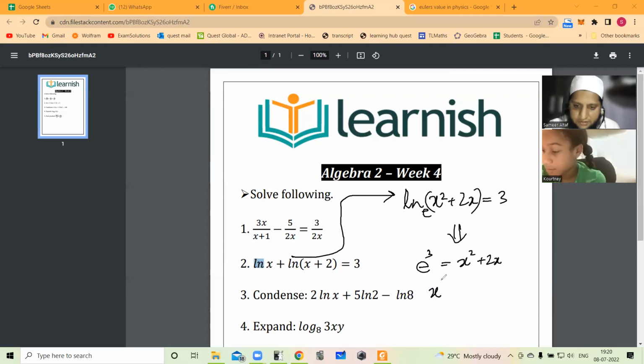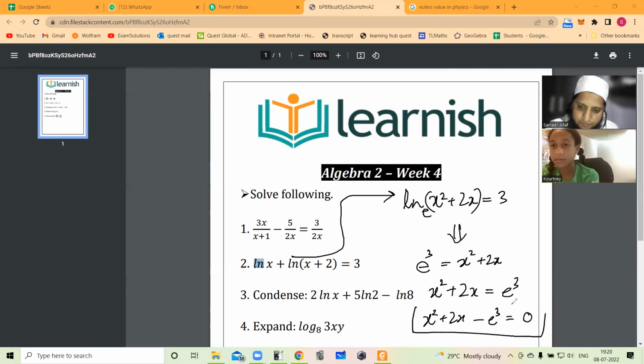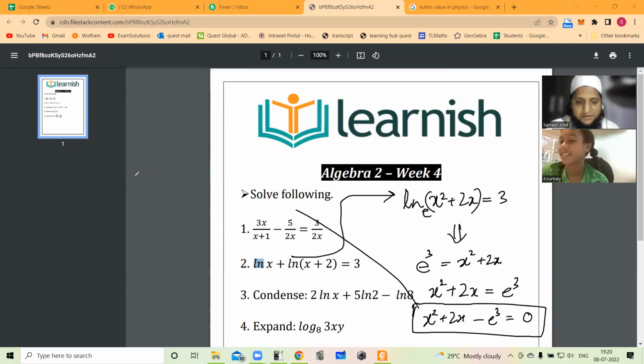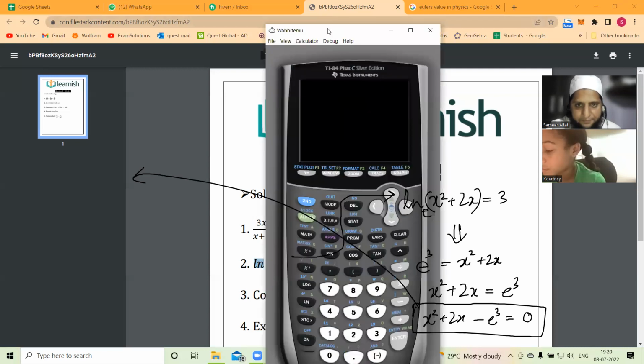Done. So x squared plus 2x equals e to the power 3. Or e to the power 3 equals x squared plus 2x. Or x squared plus 2x minus e to the power 3 equals 0. So that's it? No, now we can use the quadratic formula. Yes, we can use the quadratic formula, and I can quickly do it on the calculator first.